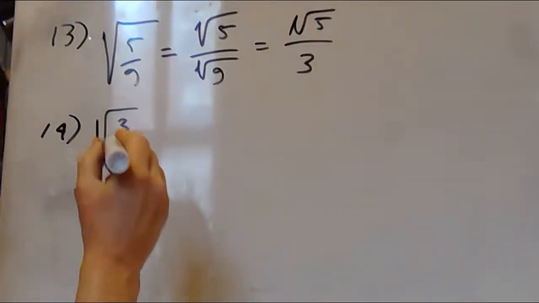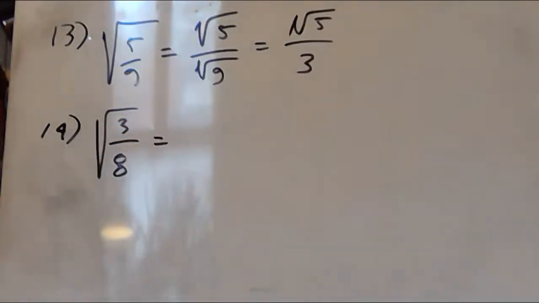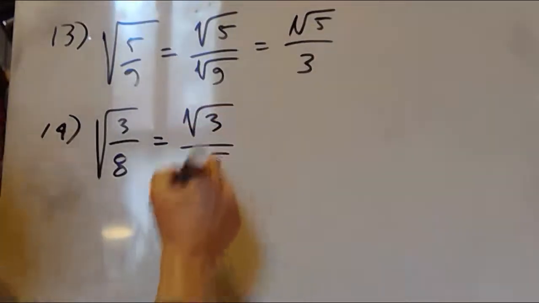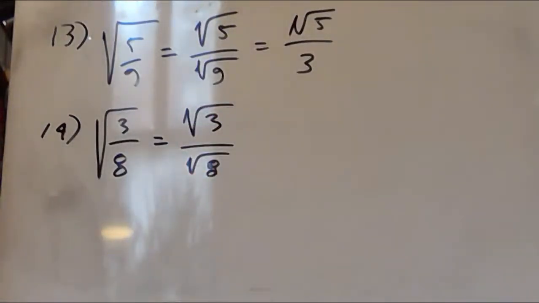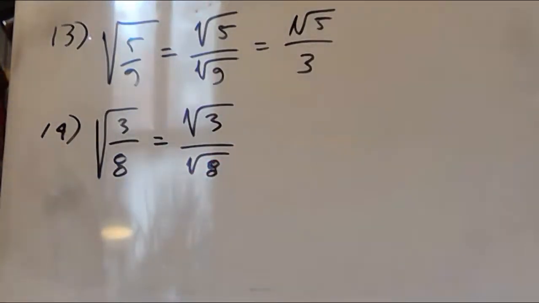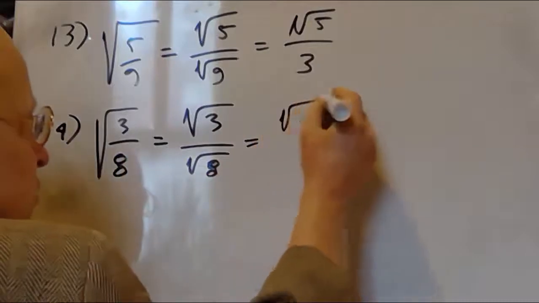We have 3 over 8. Nothing can be simplified inside there. Square root of 3, square root of 8. It's not a perfect square on the bottom. But another kind of tricky thing we can do is we can actually simplify the square root of 8. We can just do square root of 8 times square root of 8, that's fine too. But I'm just going to show you another little trick. So I can pull out and do this.